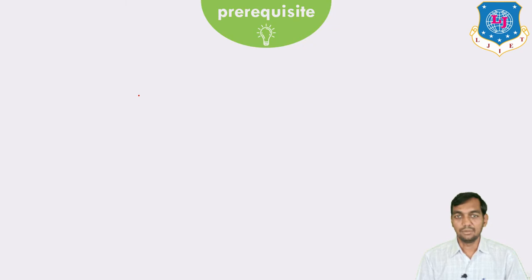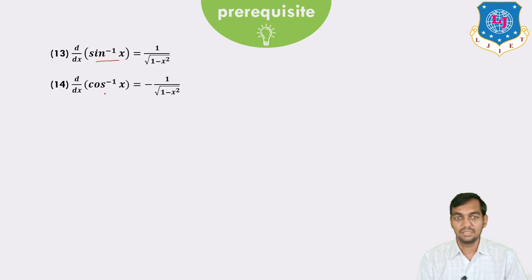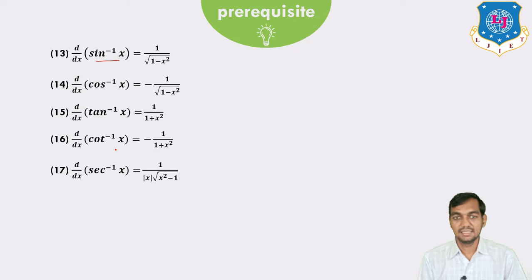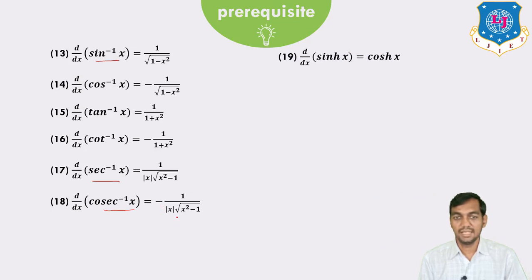Okay? Now, in the same manner, the derivative of sine inverse x is 1 upon under root 1 minus x square, cos inverse has a derivative minus 1 upon under root 1 minus x square, tan inverse has a derivative 1 upon 1 plus x square, and cot inverse has a derivative minus 1 upon 1 plus x square. Sec inverse x has a derivative 1 upon mod x into under root of x square minus 1. So cosec inverse has a derivative minus 1 upon mod x into under root x square minus 1.